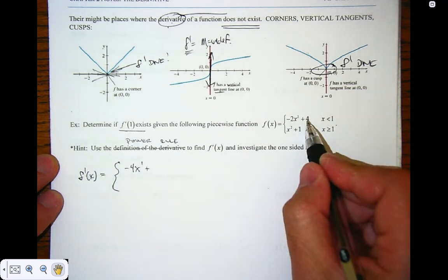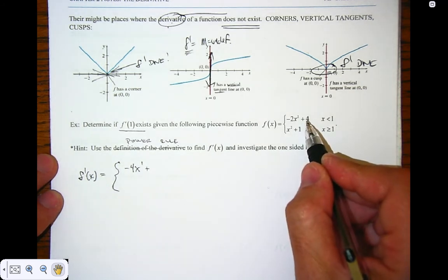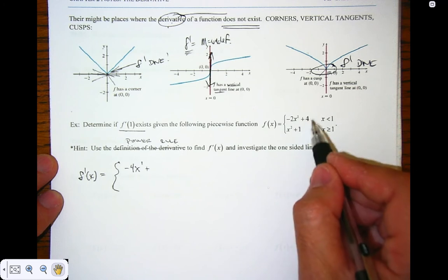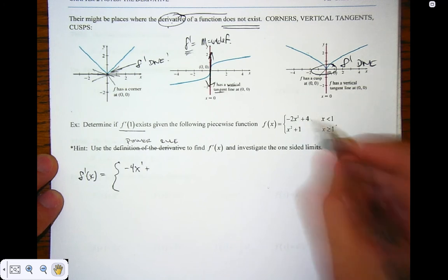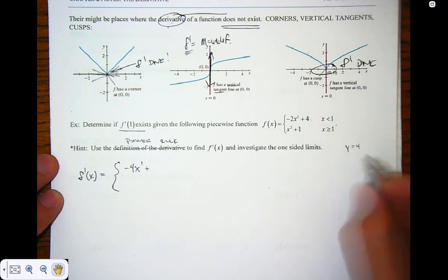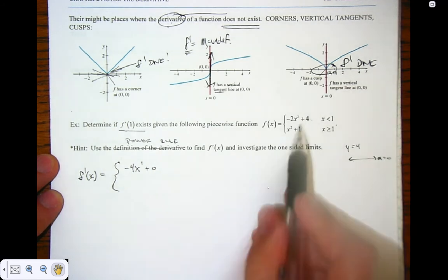The derivative of a constant is 0. There's lots of ways to think about that. You could think about this as 4x to the power of 0, and then when you bring the 0 down, it makes it go away. You could think about y equals 4 being a horizontal line. And what's the slope of a horizontal line? 0. So the derivative is 0. So this becomes plus 0.